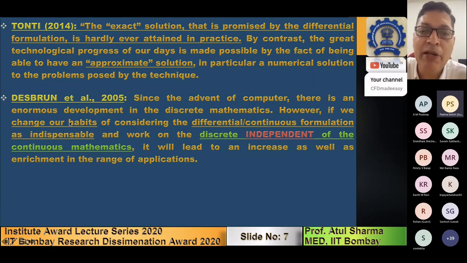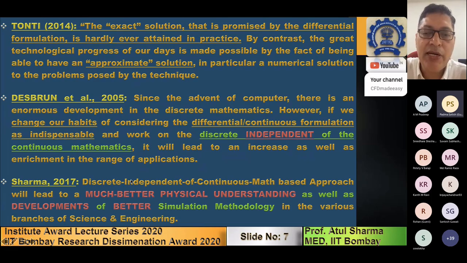Probably we have been addicted to a habit, because the computer and discrete math came much later than differential calculus. So probably we have been addicted to differential calculus for generations. When CFD came, the formulation that was presented carried on the habits of using the differential equation for the algebraic formulations. So in my book, I presented that a discrete, independent of continuous math-based approach will lead to much better physical understanding as well as development of better simulation methodology in the various branches of science and engineering.